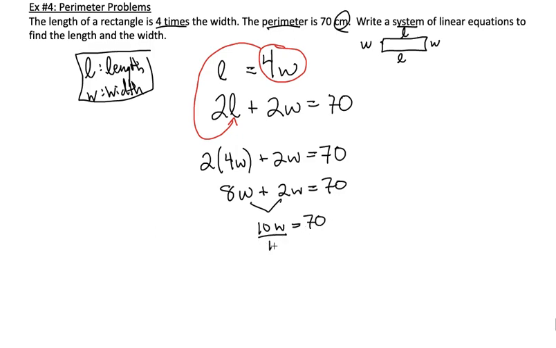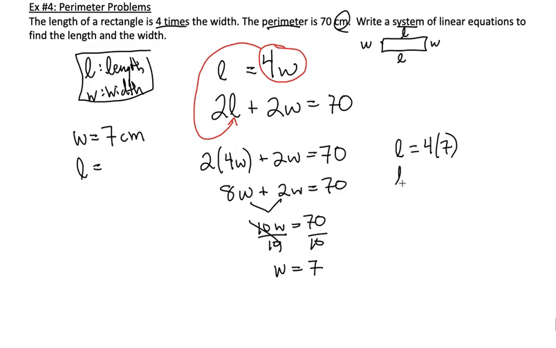I like those numbers. Divide both sides by 10, so our width is 7. And I remember it's W equals 7 centimeters. Our length then, let's use the first one: the length equals 4 times 7, which is 28. So that would be 28 centimeters. And is our length 4 times the width? And it is.